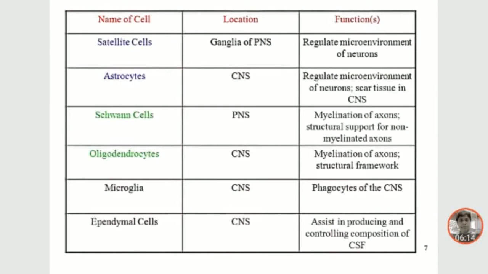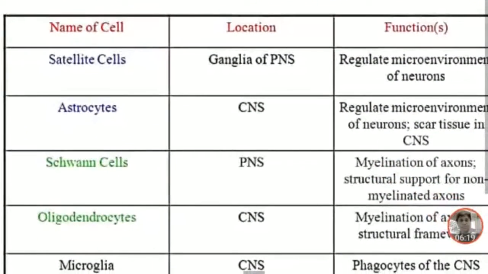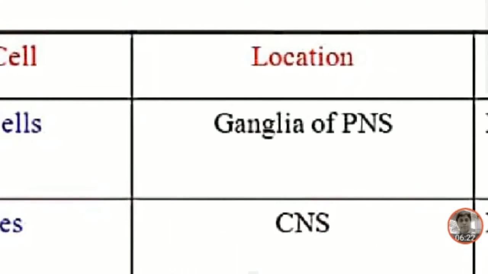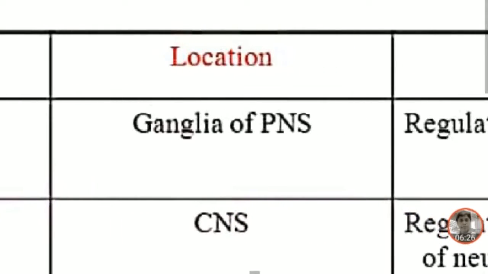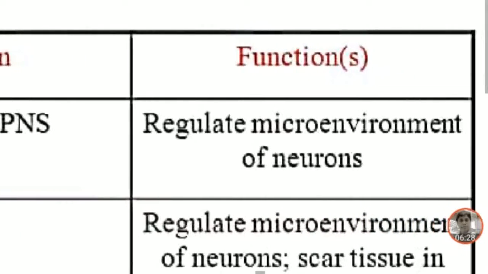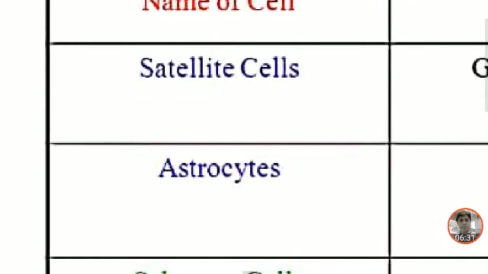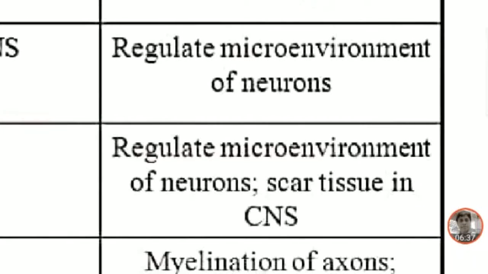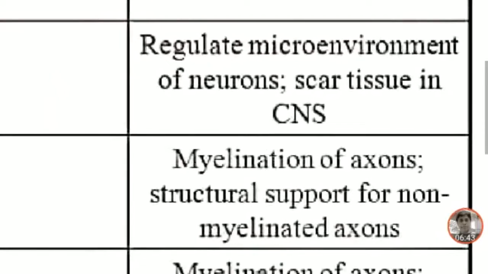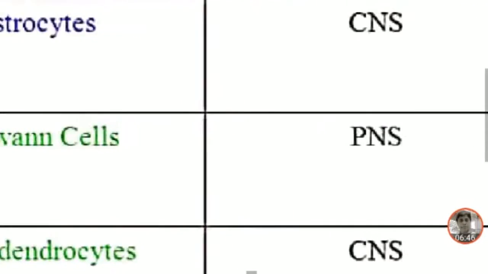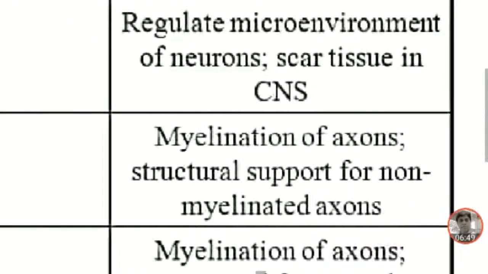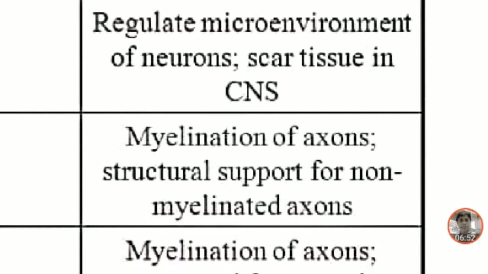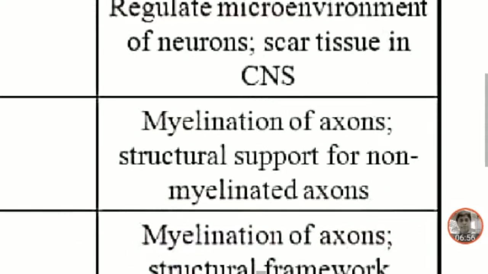These neuroglia or glial cells have different locations and functions. For example, satellite cells are at the ganglia of the peripheral nervous system. They regulate the microenvironment of neurons. Whereas astrocytes are mostly in the central nervous system. They regulate the microenvironment of neurons and form scar tissue in the central nervous system. Schwann cells are in the peripheral nervous system. They are useful for myelination of axons and structural support for non-myelinated axons.